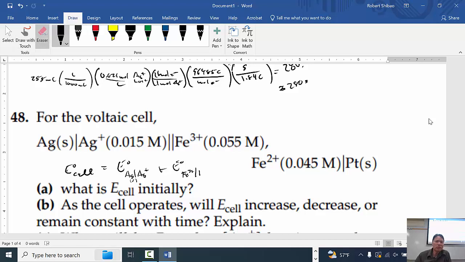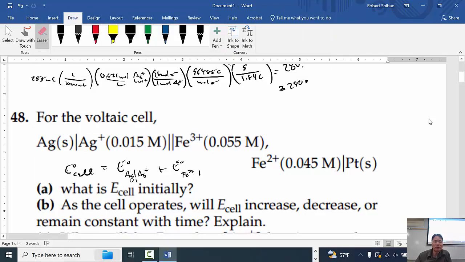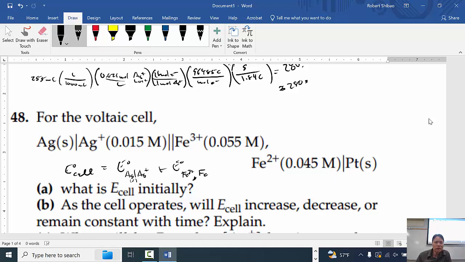Now, when we draw a vertical bar, that's if the phase is different, but iron 2 and iron 3 are in the same solution. They're in the same phase. And so if they're in the same phase, we use a comma. And so this is iron 3 goes to iron 2 in the same phase. We use a bar here because silver is a solid, silver ion's aqueous. And so we just look at the anode potential and combine it with the cathode potential, or we look at the oxidation potential and combine it with the reduction potential here. And so we go to the chart and take a look at the chart for these potentials here.